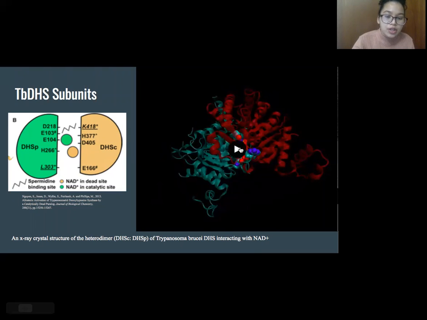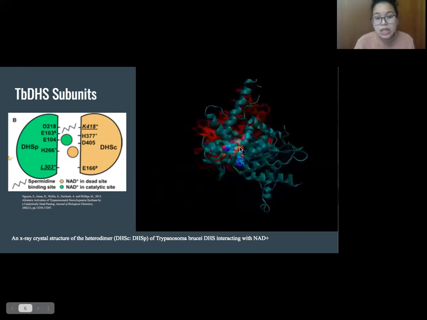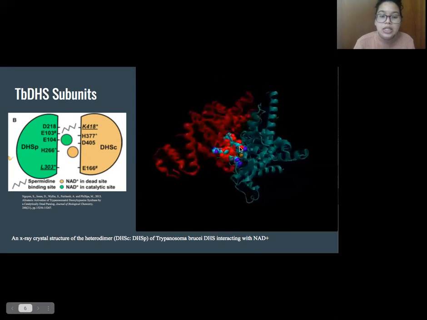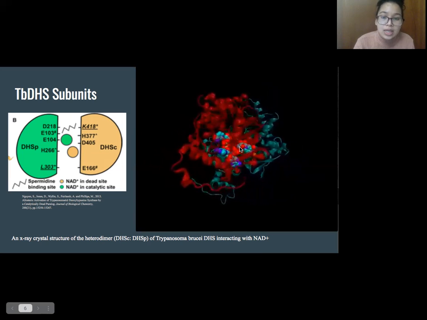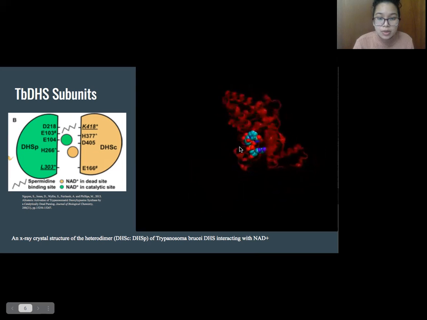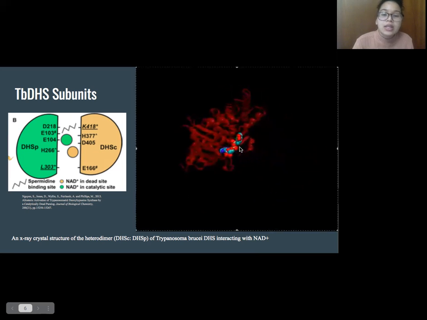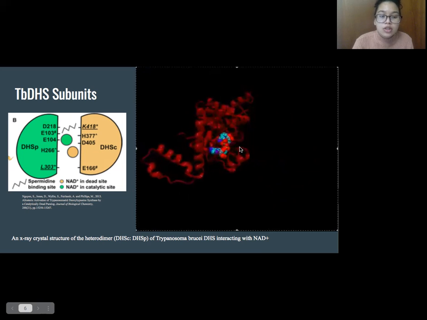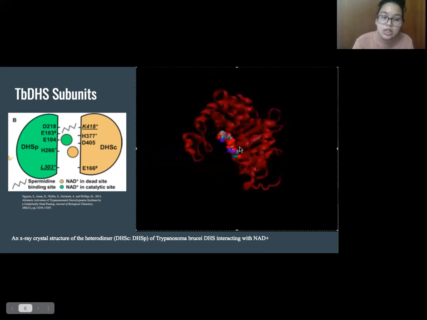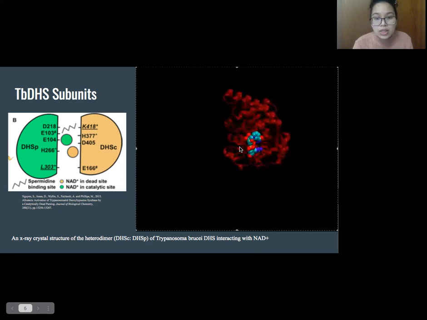So I'm going to play this video, and it shows the heterodimer where DHSC is the catalytically impaired paralog, and DHSP, in red, is the catalytically dead paralog, where DHSC has most of the key catalytic residues to bind to spermidine, while DHSP has most of the key catalytic residues to bind to NAD+.